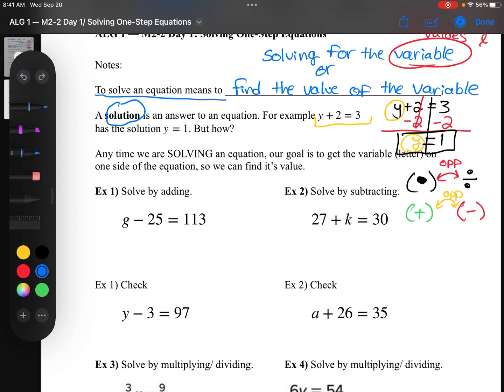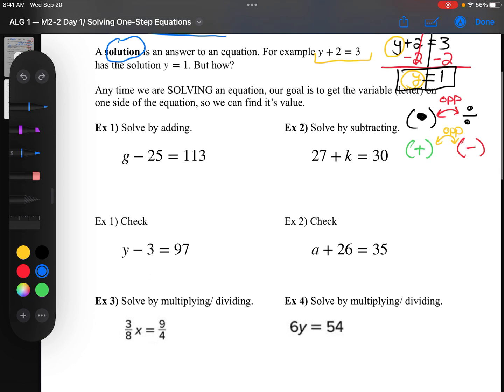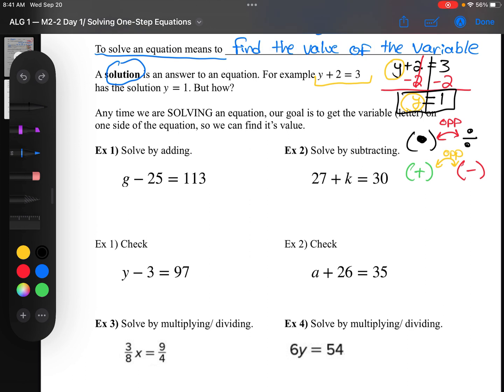So we're going to jump into example 1 here. I need to solve by adding. And why do we have to solve by adding? We're going to see. So the first step I do is I draw my line down the middle of my equation. So that way I can start to think about balancing this out. The second thing I do, I circle my variable because I know at the end of the problem, that is what I need to find what it's equal to, okay?